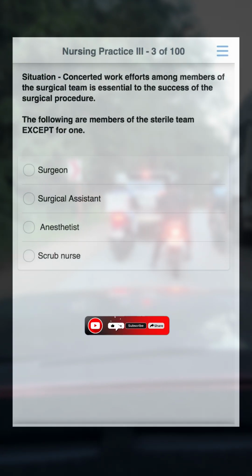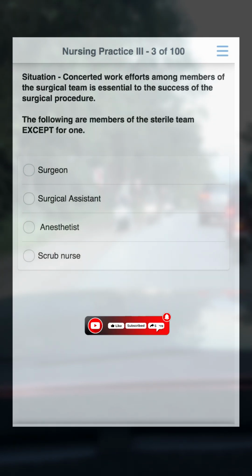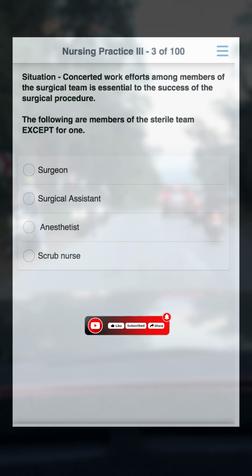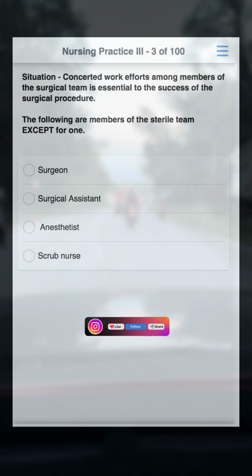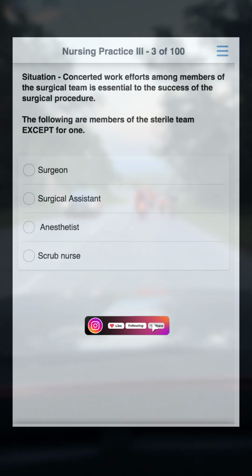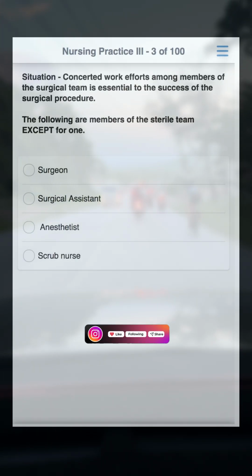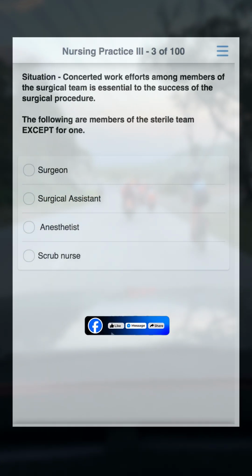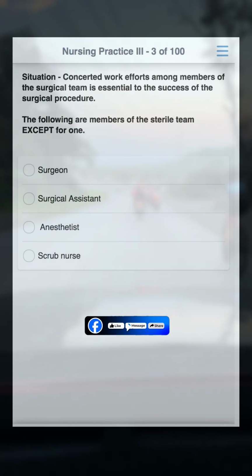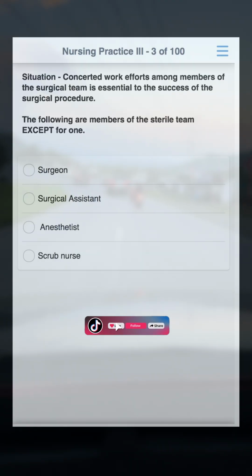Okay, everyone, welcome to our lecture for today. For this session, we are going to discuss an important concept in Nursing Practice 3, particularly the roles of the surgical team during an operative procedure. Pero hindi lang tayo mag-memorize ng answer. Ang goal natin is to understand the difference between the sterile team and the non-sterile team, because this is a common area where board exam questions can test your knowledge of surgical nursing roles.